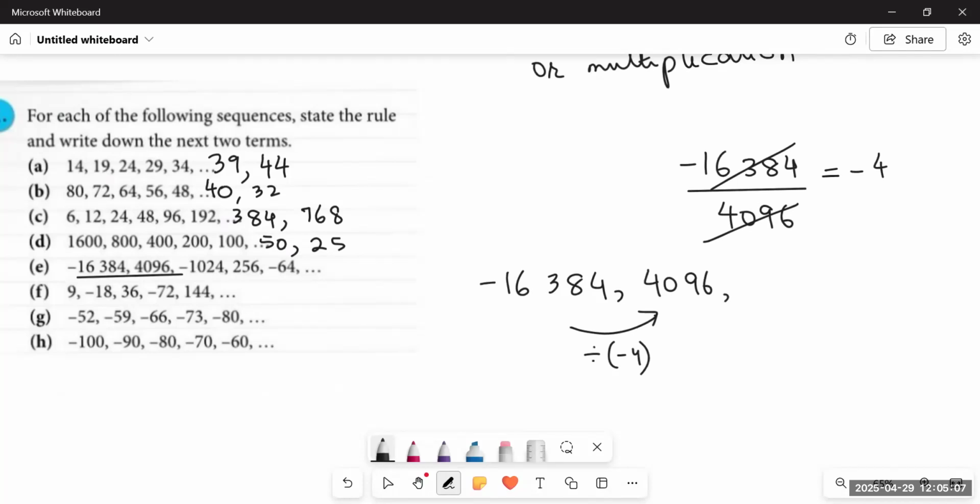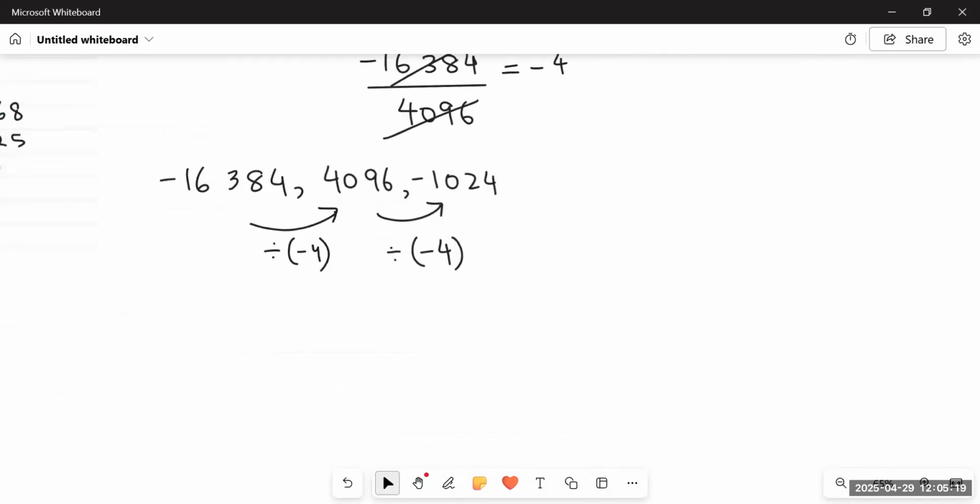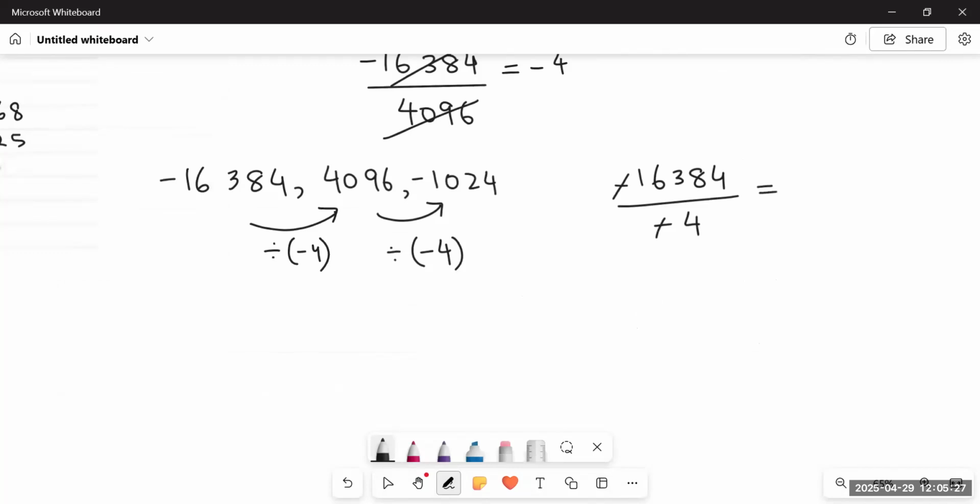Therefore, every time I divide each number by -4, once I'm going to get a positive answer and the other time a negative answer. You can check it as well. You see, -16,384 divided by -4, minus minus cuts, so my answer would be positive. Therefore, the next term would be positive.